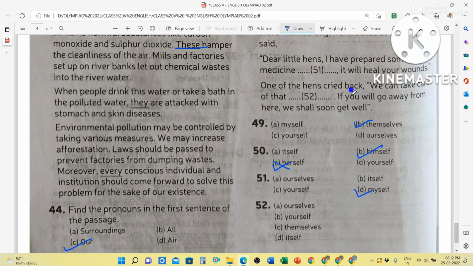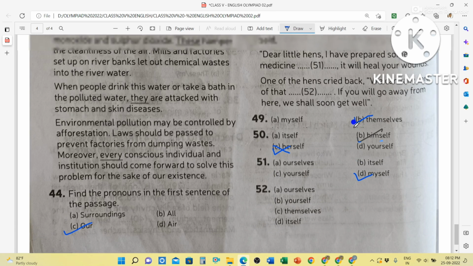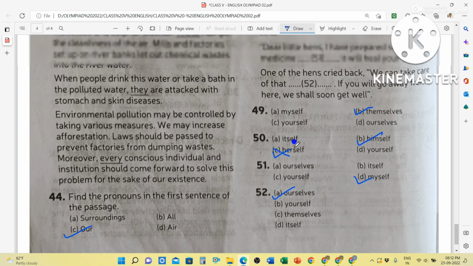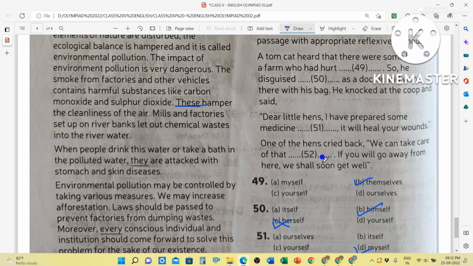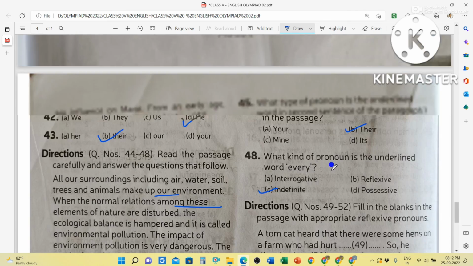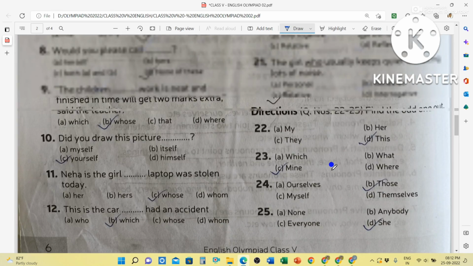One of the hens cried back, "We can take care of that ourselves. If you will go away from here, we shall soon get well." So this was the practice set on pronouns.